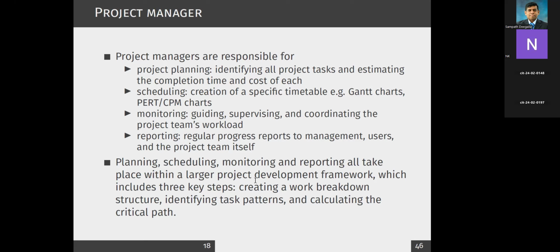So what are the steps? There are 3 key steps. First of all, you create something called a work breakdown structure. That means you are breaking down the work. Then you identify task patterns. Again, I will explain what task patterns are. Then you calculate the critical path. Critical path means if you make any changes to the critical path, it affects the existing schedule.